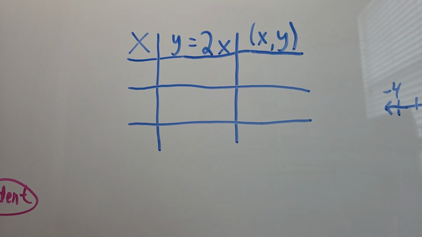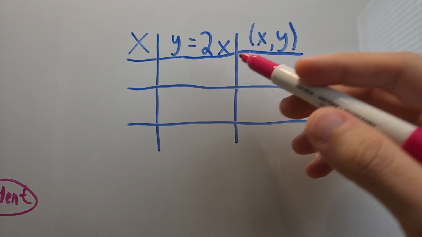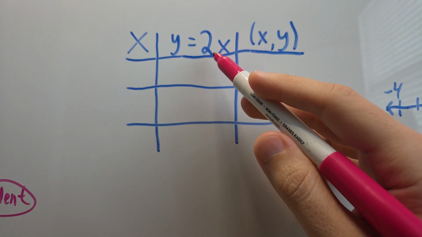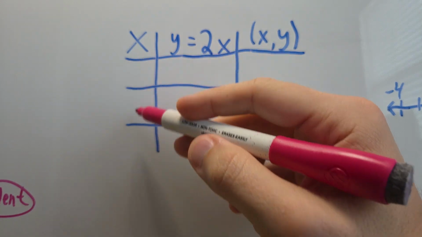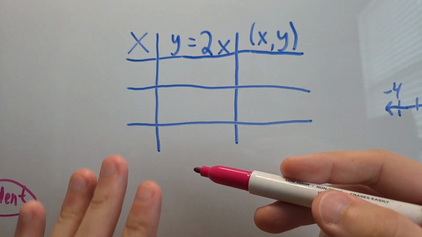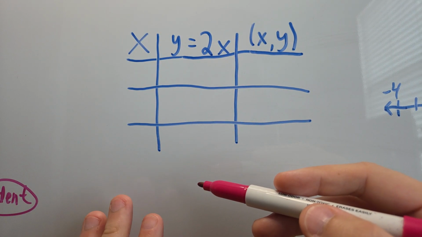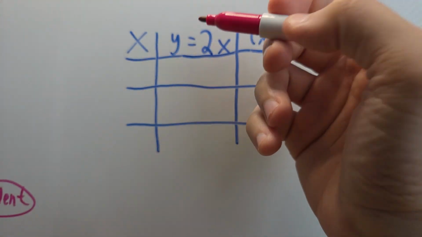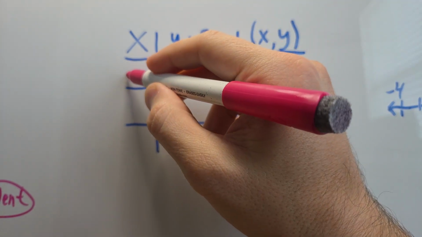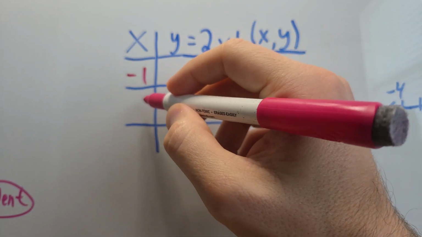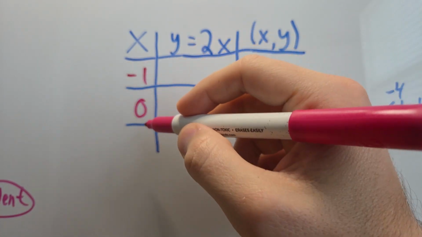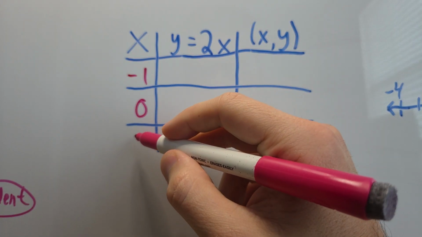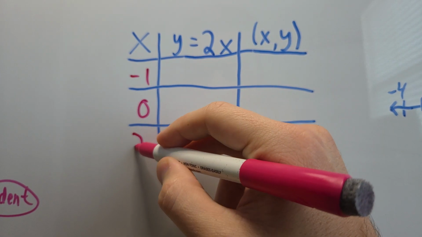So here we have our function rule. It is y equals 2 times x, or y equals 2x. Here we input any 3 random values for x. So here I'm going to just pick 3 random numbers. I'm going to do one negative value. I'll put 0 in there too. And I'll put in a positive value. Let's skip a little bit and let's just put in 2. Why not?